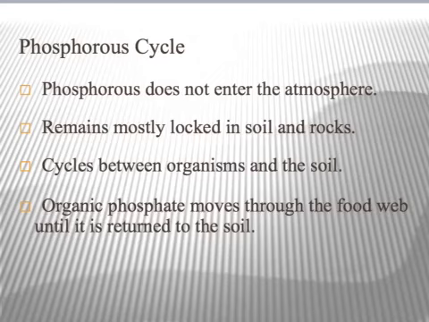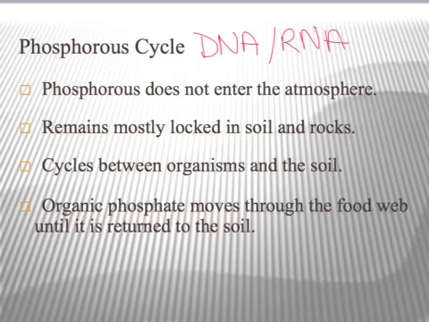All right, and the third cycle we're going to cover is the phosphorus cycle. Again, this is important because it is required for DNA and RNA, and that's why we're going to take a look at it. The key thing about the phosphorus cycle is, unlike carbon, nitrogen, and oxygen, phosphorus does not enter the atmosphere. It remains locked mostly in soils and rocks and is going to cycle between organisms and the soil themselves. Organic phosphate moves through the food web until it is returned to the soil.